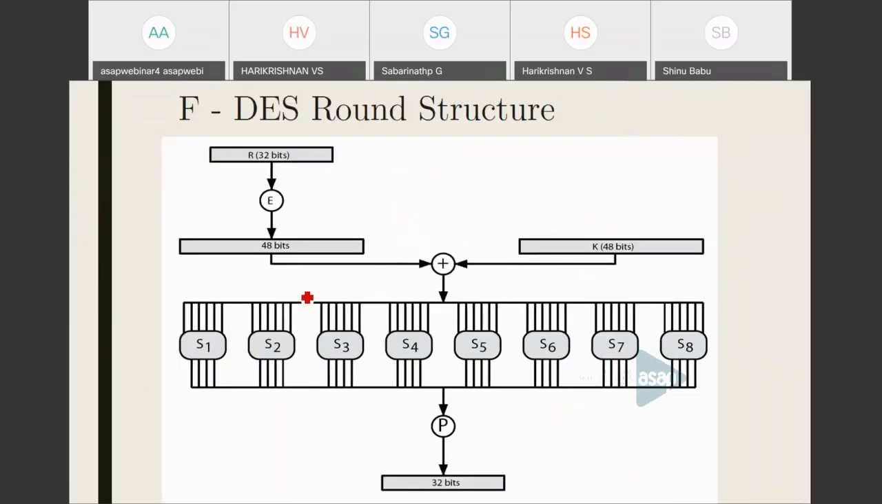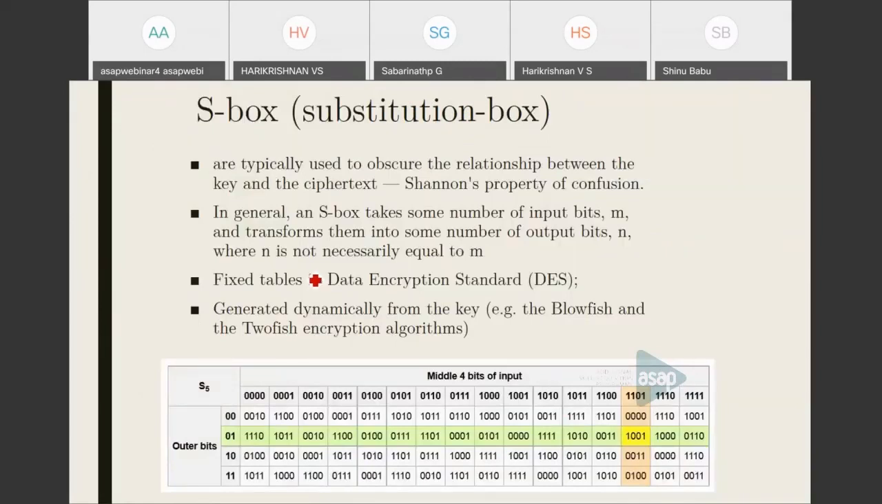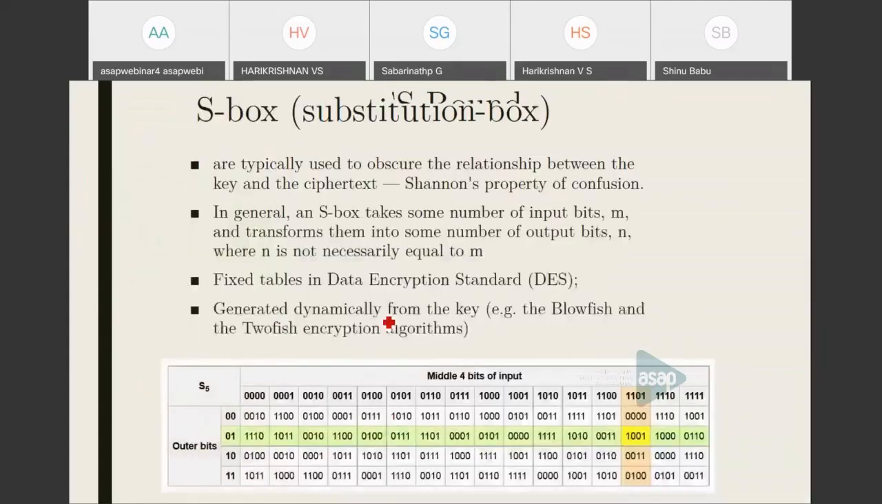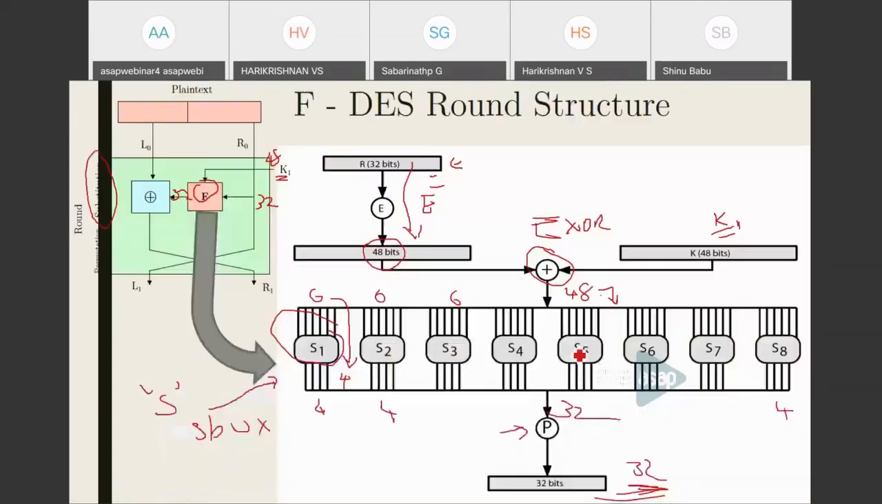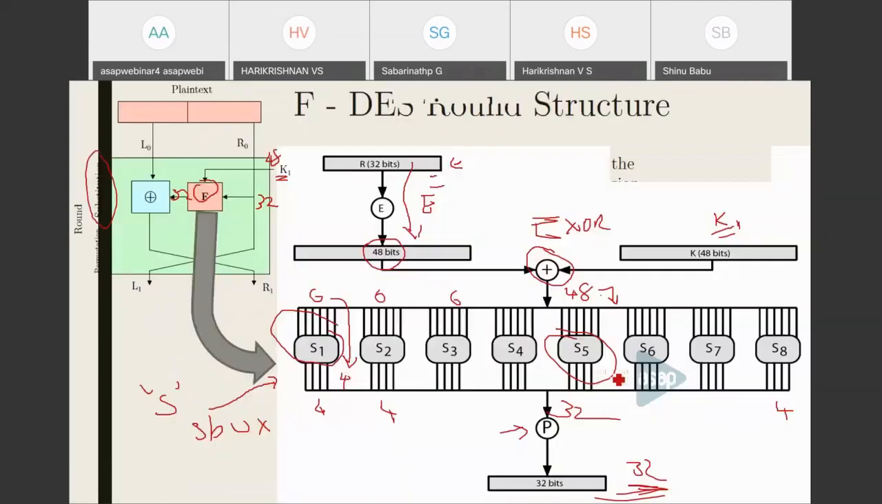Very good. Now, the S box, the substitution. What happens inside this substitution? That is a standard. The Data Encryption Standard has standardized the 8 substitution boxes. You can just search it out on Wikipedia. This is substitution box number 5. Now, how is this particular 6 bit input converted to 4 bits?